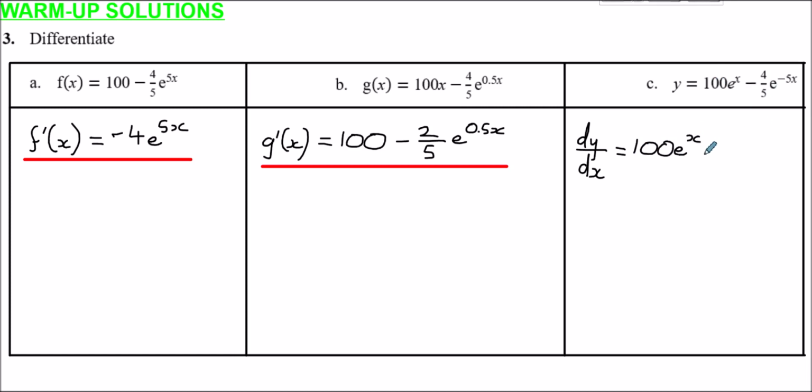And over here we get minus 4/5 multiplied by minus 5, because this minus 5 comes to the front and multiplies this minus 4/5. However, minus 4/5 times minus 5 becomes positive 4. So we get plus 4, and this power of e stays the same, e to the minus 5x. And that's part C completed as well.